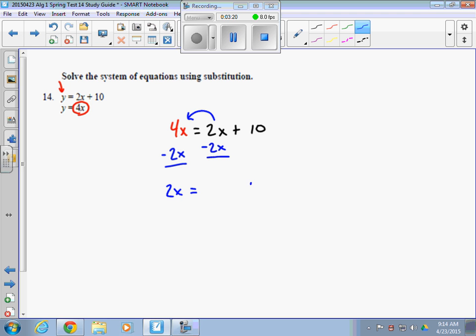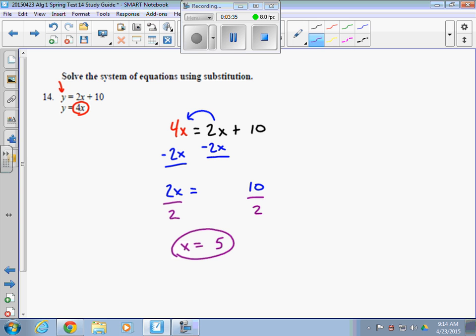It's equal to 10. Then get x by itself by getting rid of 2 times that by dividing by 2. If you do it to the left again, do it to the right to balance it. And x's value is going to be equal to 5. There's one of your values, 5.